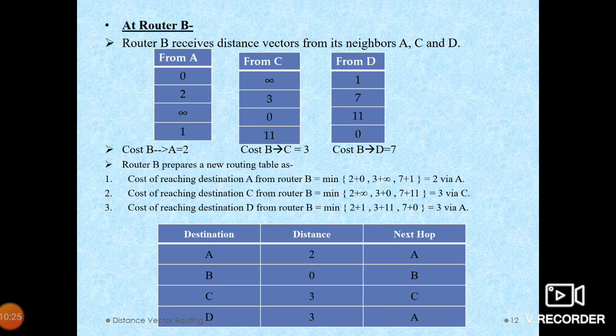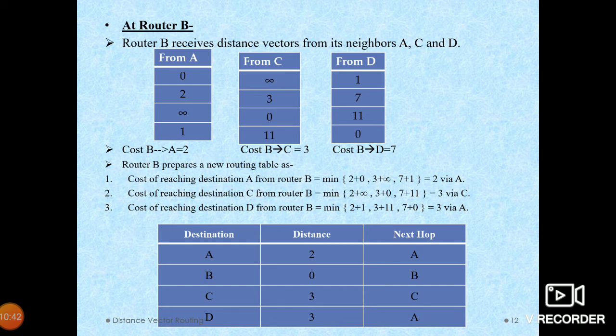Cost of reaching C from router B is the minimum of 2 plus infinity, 3 plus 0 and 7 plus 11. So here the minimum cost is 3.